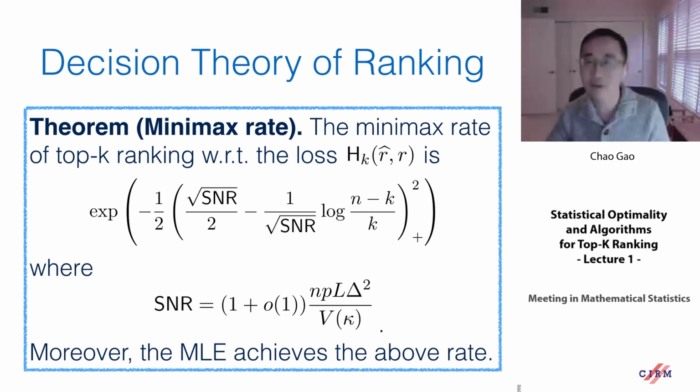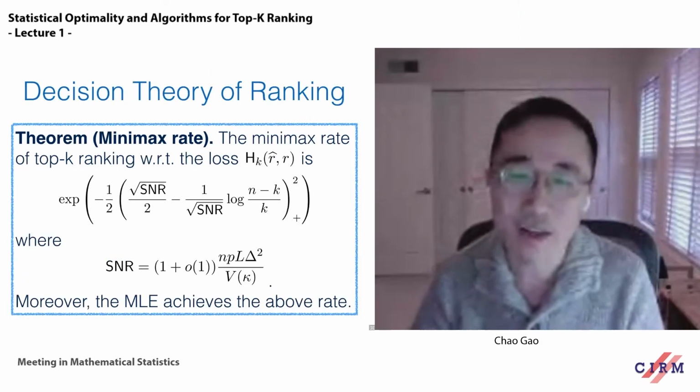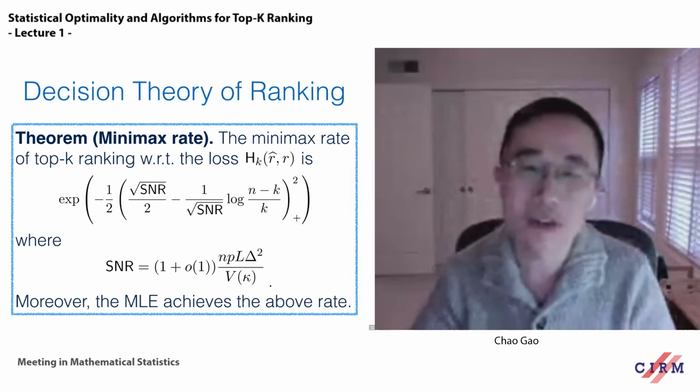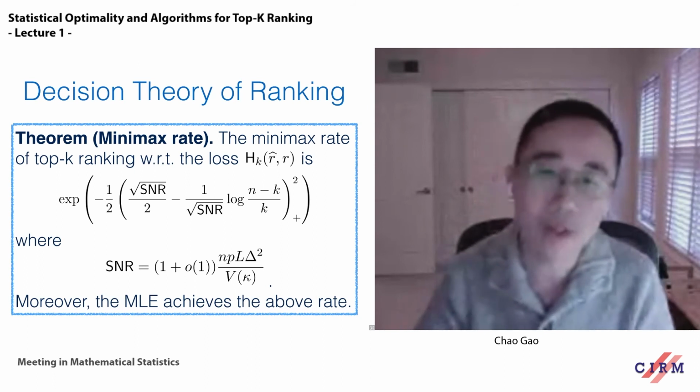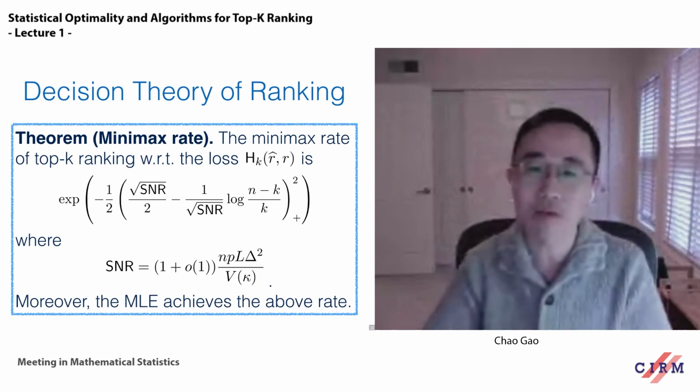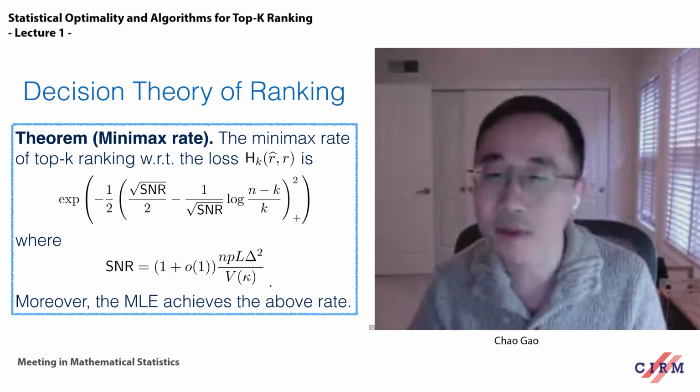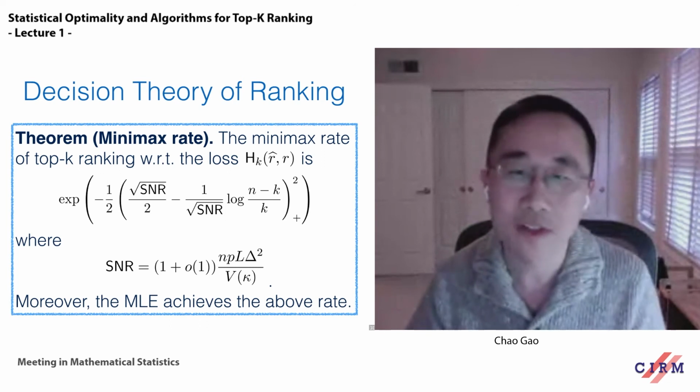So with respect to the normalized Hamming distance, the minimax rate is an exponential function. What appears in the exponent is slightly complicated, but it involves a signal-to-noise ratio parameter, the sample size n, and k, which is the definition of the problem.